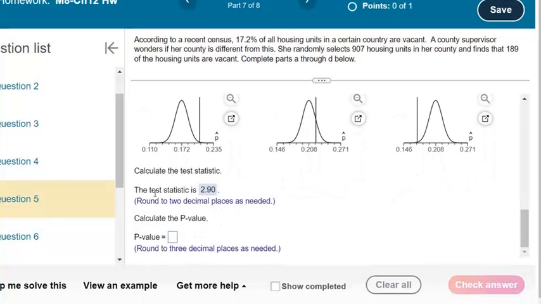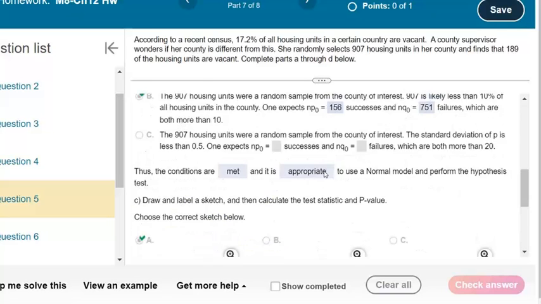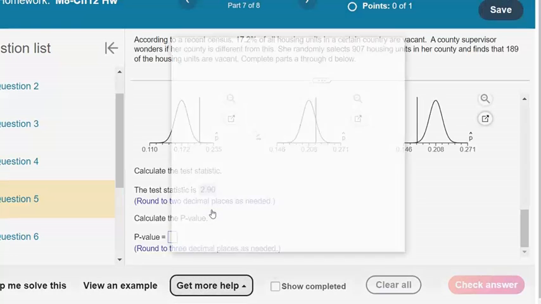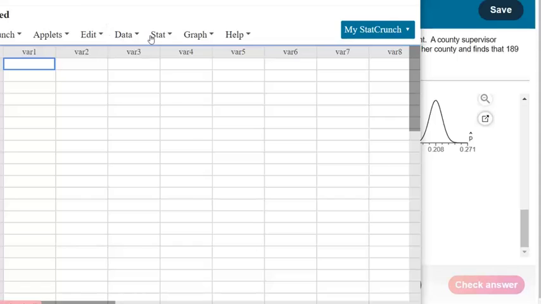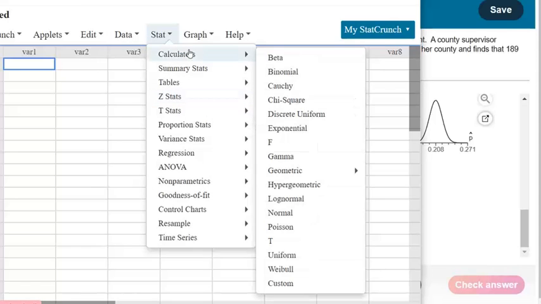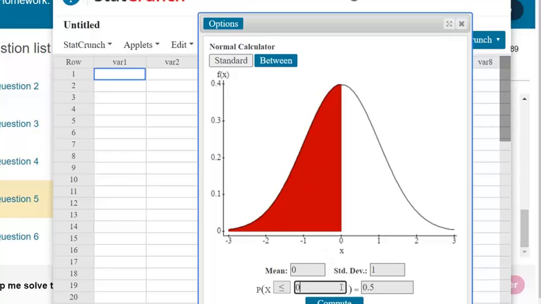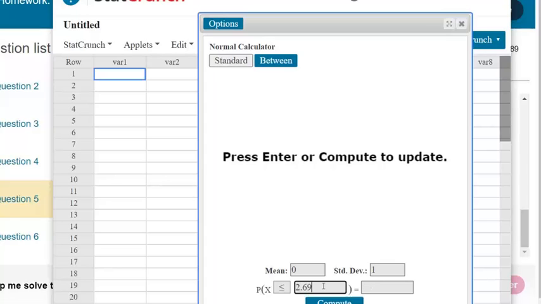And then they want a p-value. You could just Google search z-score to p-value calculator. Yours is two-tailed. Just make sure you select two-tailed. Let me see if I can do it in StatCrunch. Get more help. StatCrunch. It's a calculator. You want to go to calculators, and we're doing a z-score calculator, which is the normal distribution. Okay, so what do we have? We had 2.9. We want standard, so 2.9. And look, this says a probability being less than 2.90.